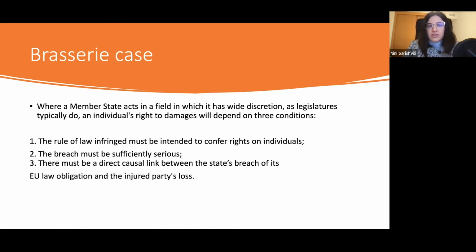So in other words, this case is narrowing down the scope of application of the state liability doctrine so that we don't have floodgates of liability, because not every EU citizen can be claiming damages from their member states for every failure of implementing the EU laws. So that's why this case is narrowing down the criteria, and it's very important that the breach is sufficiently serious. If it's a minor breach, the damages cannot be claimed.